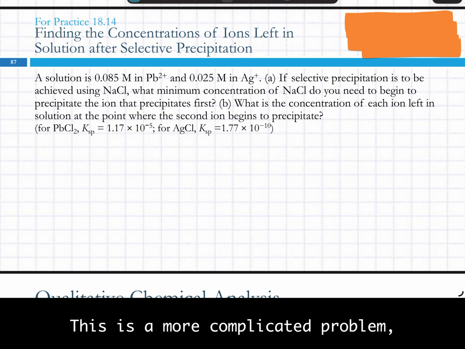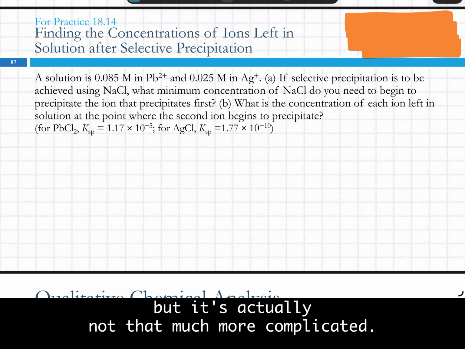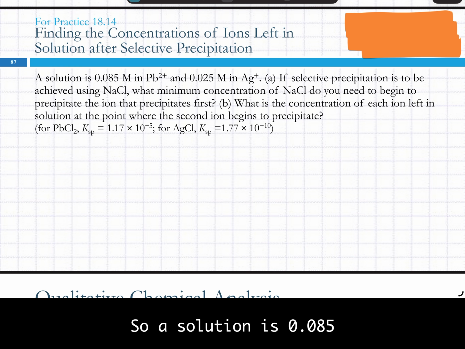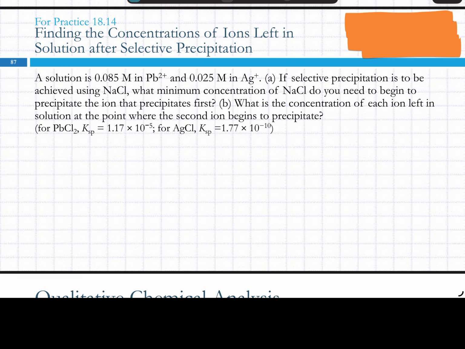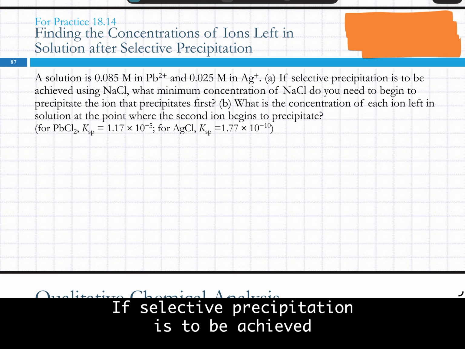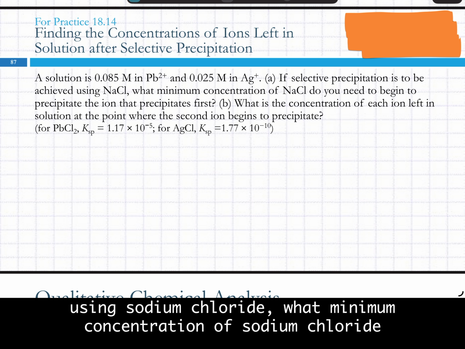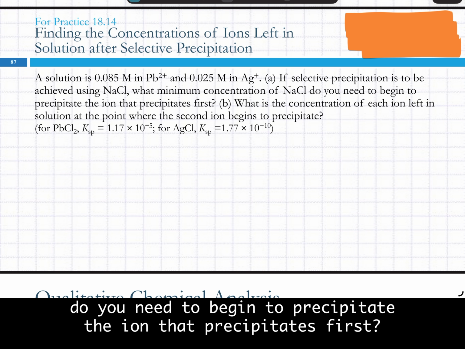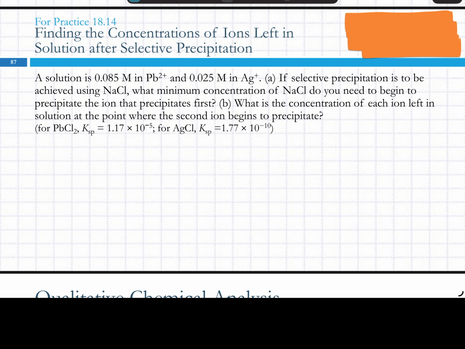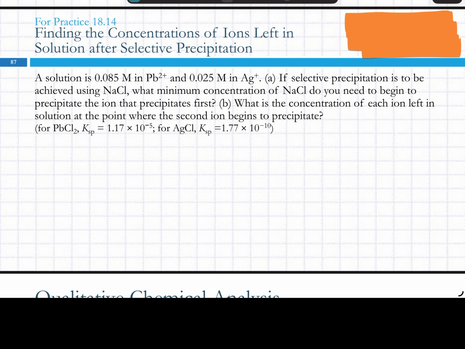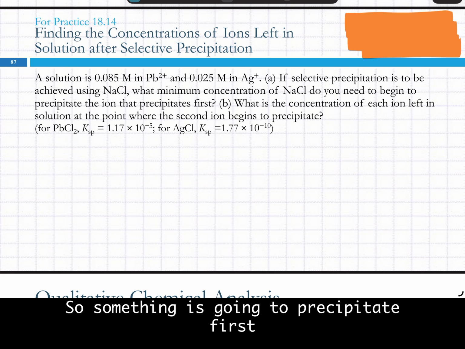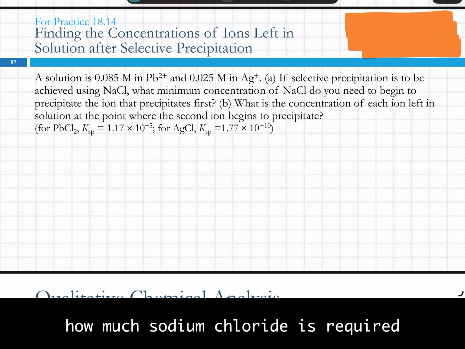Okay, so that's if we're looking for, right, the concentration where one thing precipitates. This is a more complicated problem, but it's actually not that much more complicated. So solution is 0.085 molar in lead 2+, 0.025 molar in silver. If selective precipitation is to be achieved using sodium chloride, what minimum concentration of sodium chloride do you need to begin to precipitate the ion that precipitates first? That sentence could be rewritten. So something's going to precipitate first. How much sodium chloride is required to precipitate that thing?